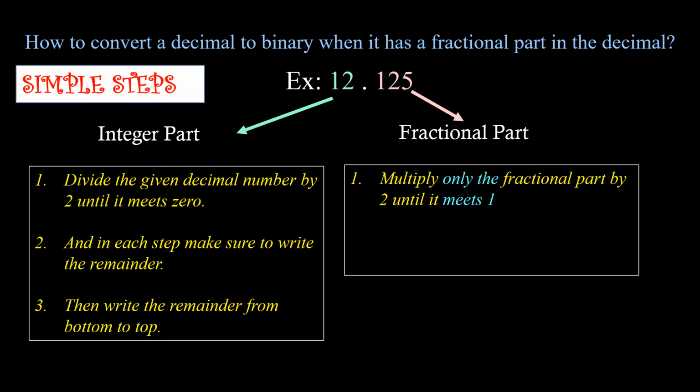The first step is you have to multiply only the fractional part by 2 until it meets 1. And the second step is you have to write the integer parts that you gain from top to bottom. Let's see an example and see how to do this correctly. It's super simple. Let's go to the example. For example, we are going to convert 20.125 into binary.